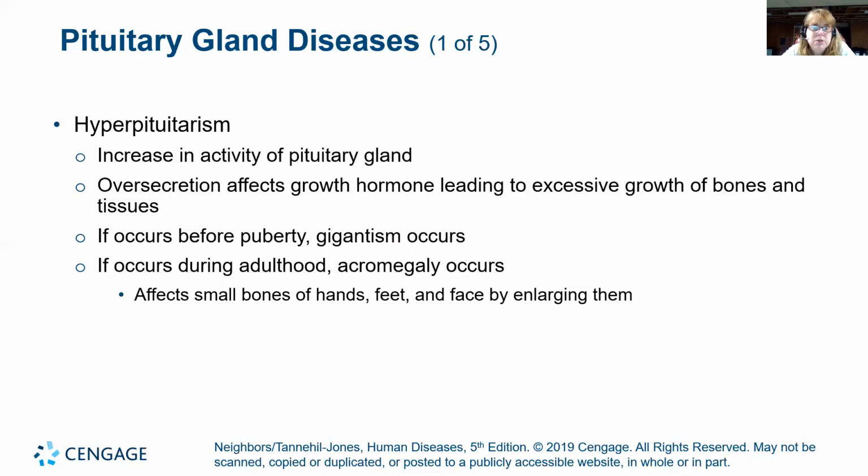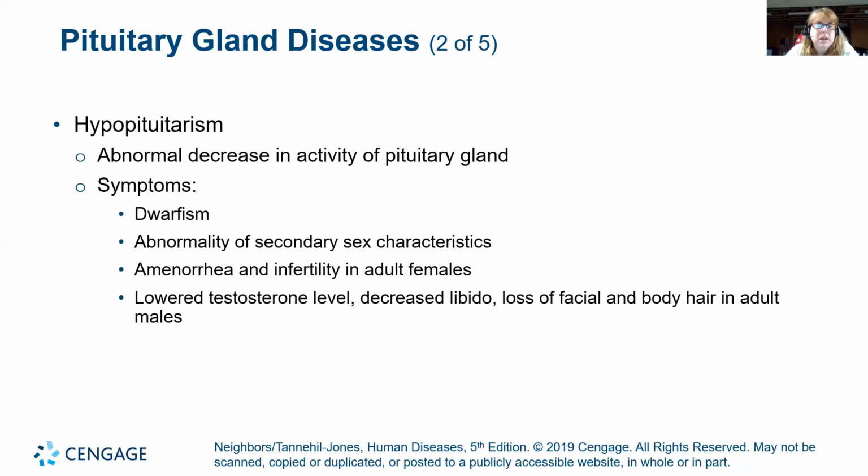If it occurs during adulthood, acromegaly occurs. What acromegaly is: the large bones in our arms and in our legs can't grow anymore. There's just no more physical room for them to grow outwards. So the hormone affects the smaller bones in the hands and feet and face and pushes them out. You will see people with gigantic hands or gigantic feet or an enlarged head, because that occurs after the large bones have stopped growing. So let's flip gears and go to hypopituitarism.